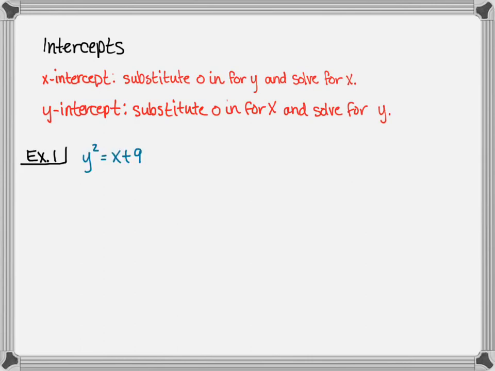Example 1. y squared equals x plus 9. So the x-intercept, remember we're putting 0 in for y, so 0 squared equals x plus 9, or 0 equals x plus 9. Subtracting 9 from both sides, x equals negative 9. So our x-intercept is negative 9, 0.